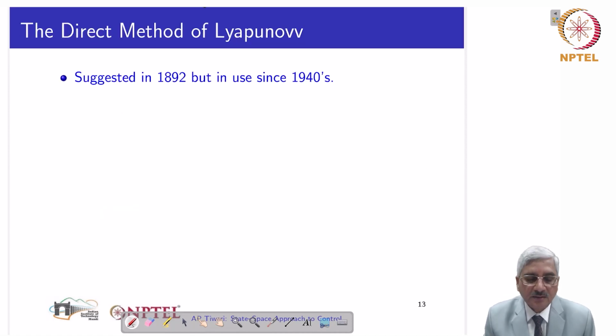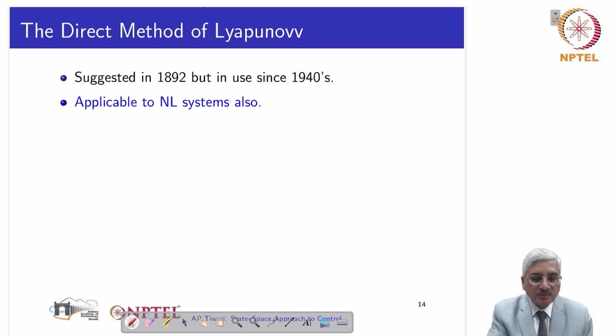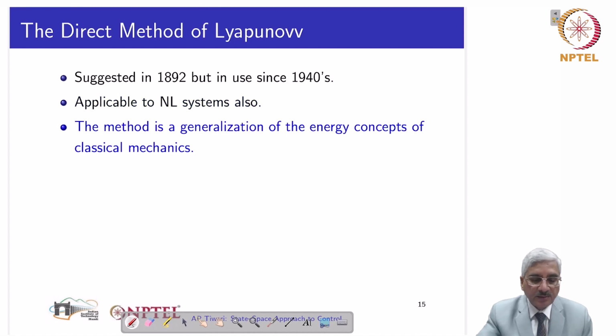Now with this definition, we come to the direct method of stability analysis of Lyapunov. Direct method of Lyapunov. It is a very old concept. It was suggested in 1892. However, it has been in use since the 1940s. And this is applicable to both linear as well as non-linear systems, equally applicable. In fact, this is one of the strongest methods of stability analysis for non-linear systems.